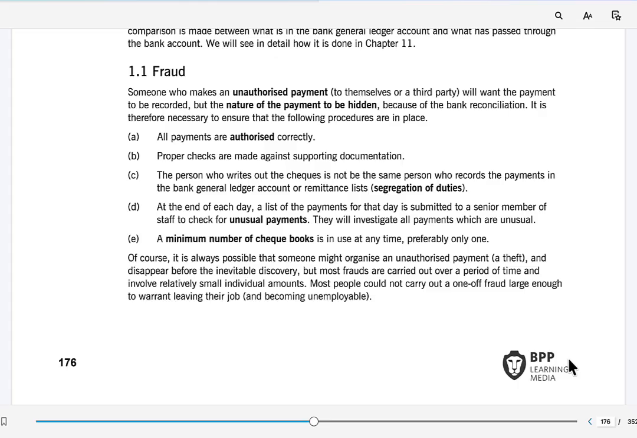A dishonest employee wants to steal money. They create a fake supplier called Fast Stationery. They create an invoice for $700. They print it to look official. They submit it for payment. If there are no controls, the business pays it.